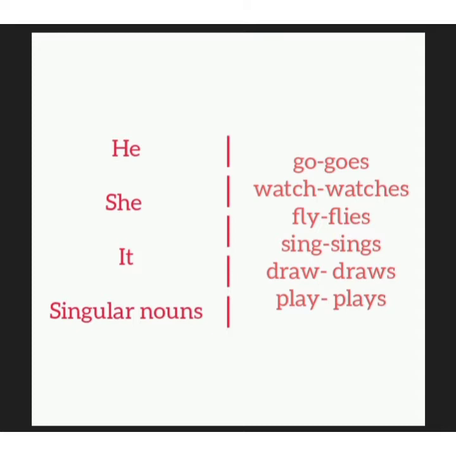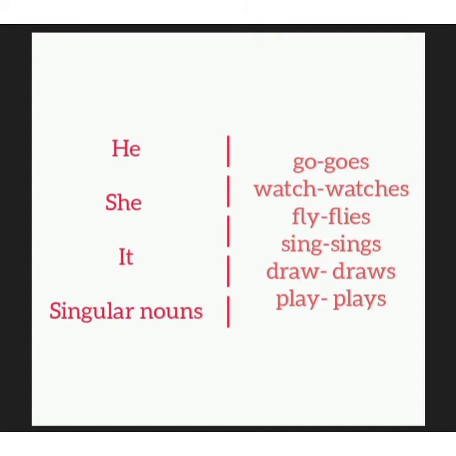Fly ends with the letter Y, and before Y it is preceded by a consonant L. Because it is preceded by a consonant L, we need to replace Y with IES and it becomes flies. Sing becomes sings by adding S to the verb. Draw becomes draws by adding S to the verb.